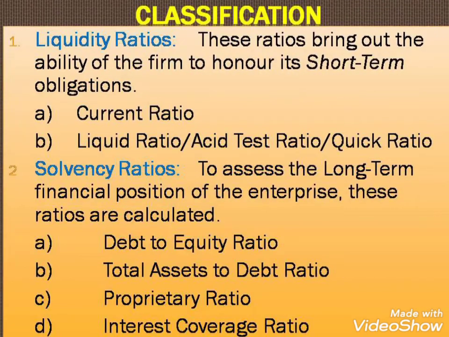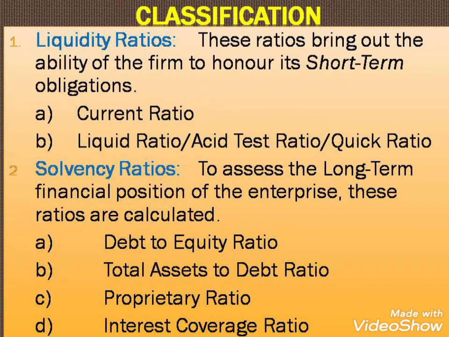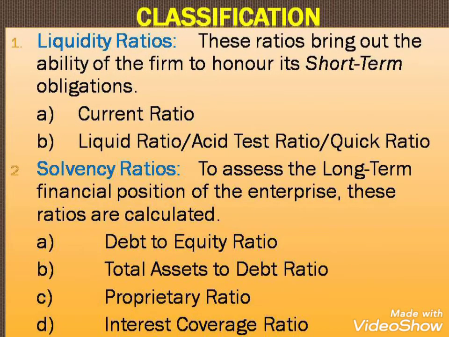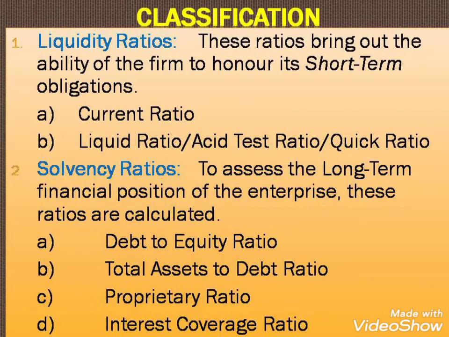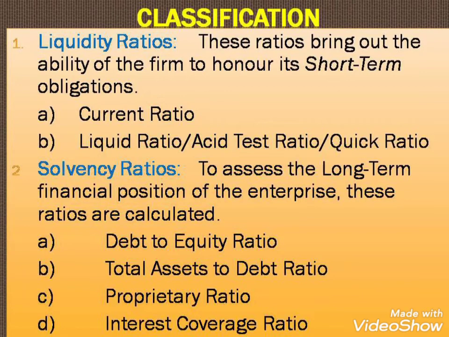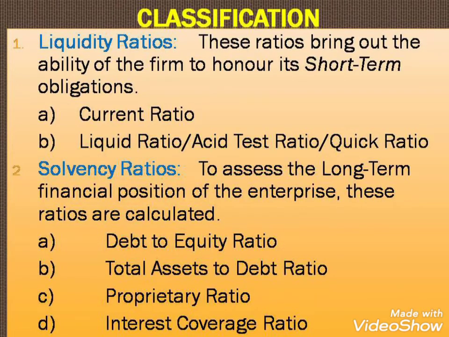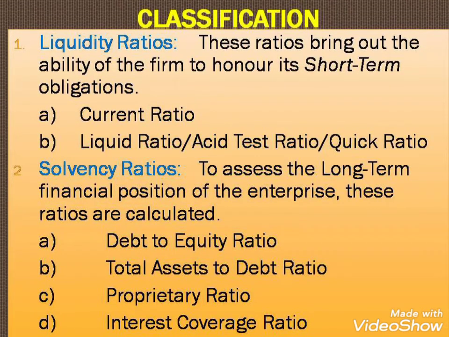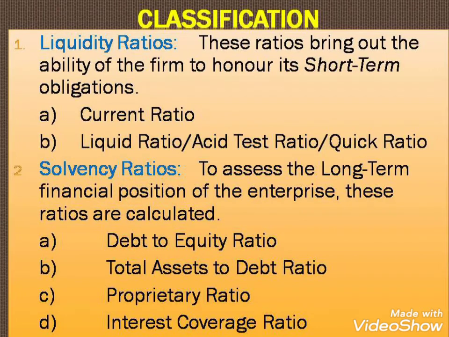Now the classification of accounting ratios. The accounting ratios are classified into four major categories. The first is liquidity ratios. Liquidity ratios brings out the ability of the firm to honor its short-term obligations. Under the liquidity ratios, we have to calculate current ratio and liquid ratio, also known as acid test ratio and quick ratio.